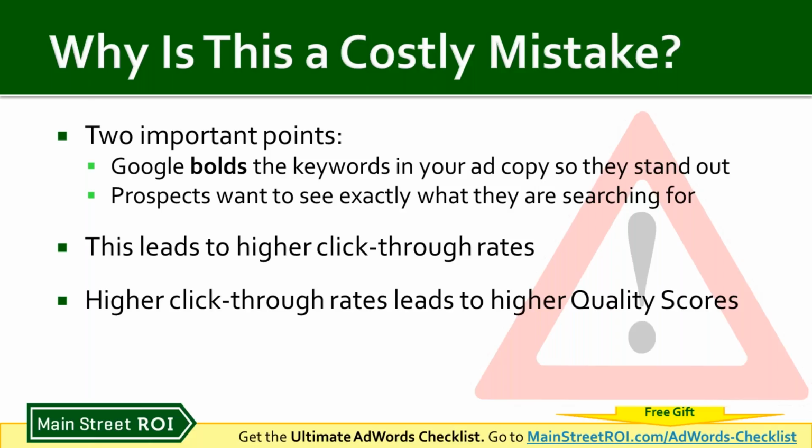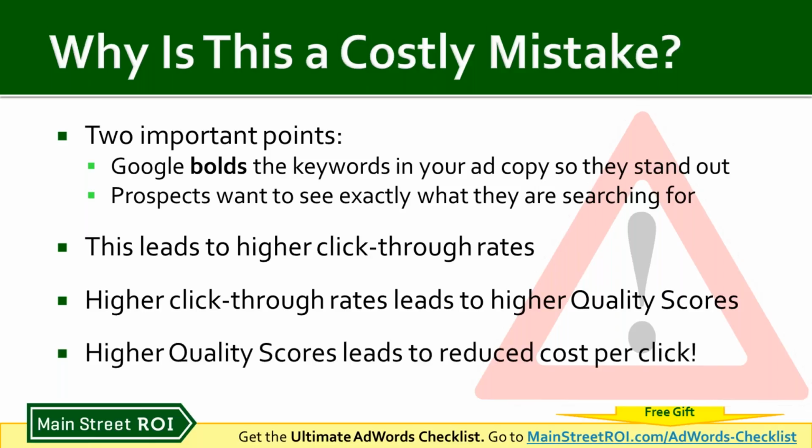And higher click-through rates leads to a higher quality score. And a quality score is something that Google calculates in your account, and it's on a score from 0 to 10, 10 being the best quality score that you can have. And quality score factors into how you are going to be ranked in the search results, in the ad search results.